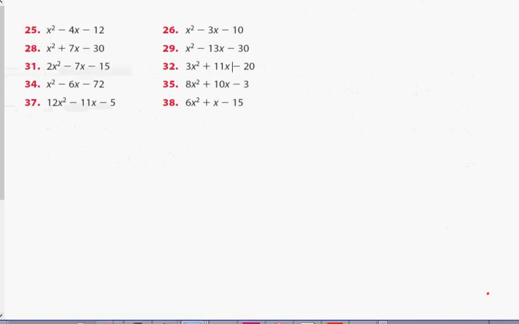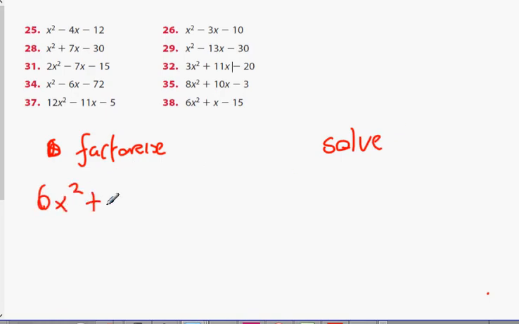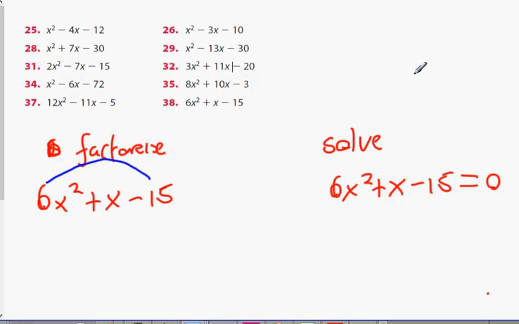Alright, question 38. There are two types of question. The first type is to factorize, the second one is to solve. The factorize question is going to be 6x squared plus x minus 15. The solve is the same thing, bar it has an equals 0 sign. To do the solve question, complete the factorize first, and then you can put it equal to 0. So step 1, 6 multiplied by minus 15 is what?